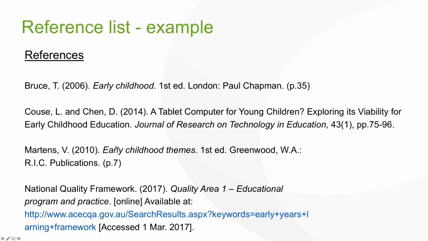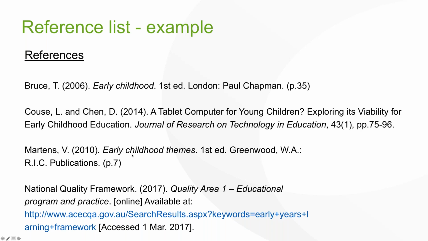Here I've got an example for you of the reference list. So you will note here we have references, and I usually underline that word. And then we have the references in alphabetical order. So B goes first, then C, then M, then N. So you'll note Bruce T, 2016. To me, this looks like a written text. Kaus and Chen, 2014. It's got here a journal. So to me, that tells me that is a journal article that has been found.